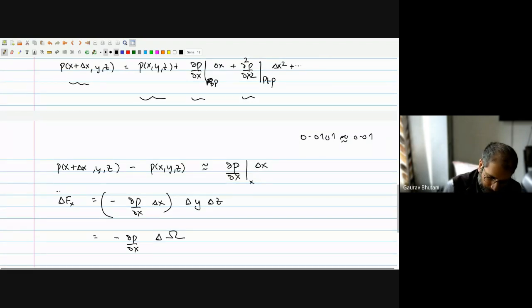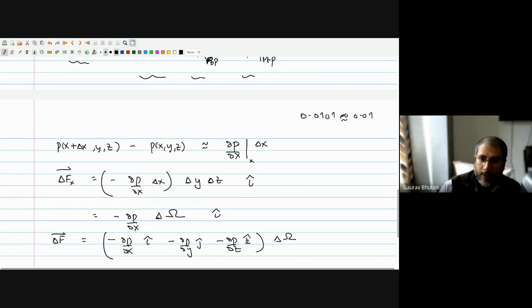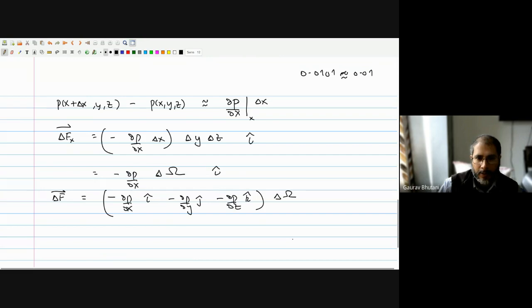I'm sorry, this is a vector. So this is the net force acting on this water cuboid in the x direction. Now, similarly, by the same idea, if I find out the net force acting on the cuboid, that will be minus del p by del x in i, minus del p by del y in j, minus del p by del z in k, all multiplied by the volume of the cuboid.